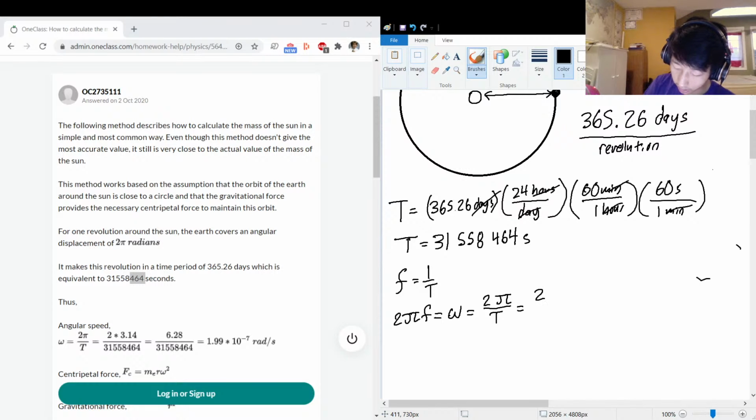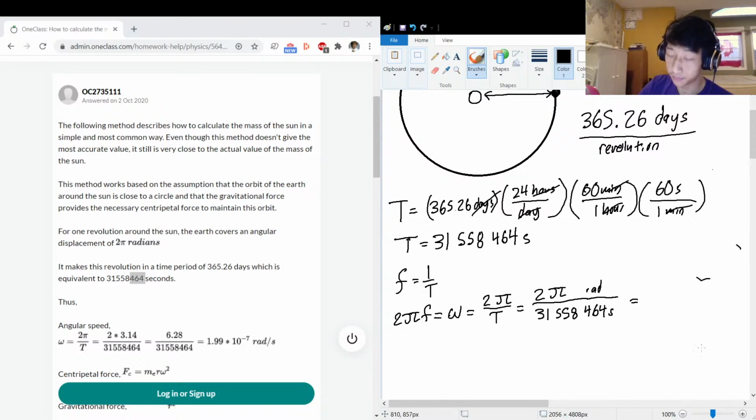Okay, so we can calculate this, or we can sub in our t value, 31,558,464 seconds. I guess the unit up here is radians. And that will give us our angular velocity, so the change in angle that we're going to make.